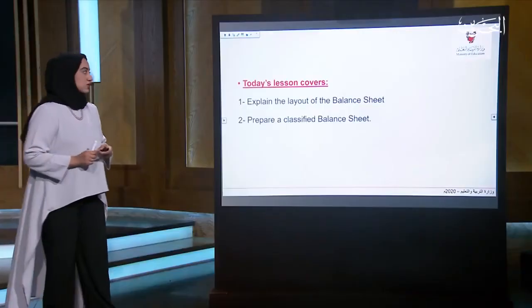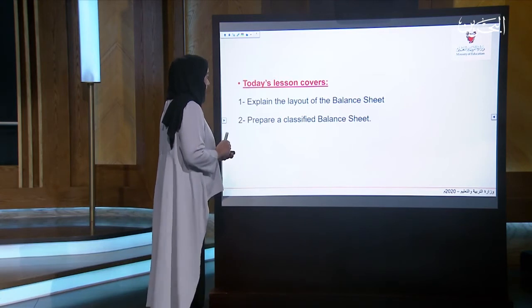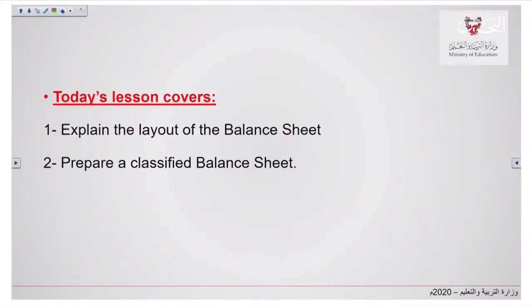We are still in chapter 13 in accounting 111, and our subject today is how to prepare the balance sheet. Today we are going to learn the layout of the balance sheet and how to prepare a classified balance sheet.